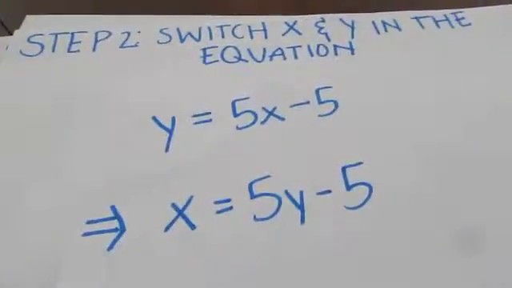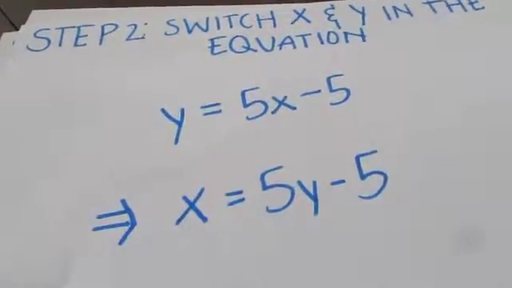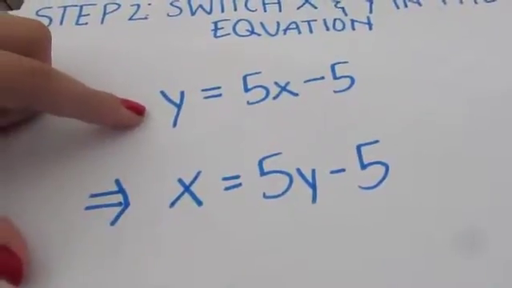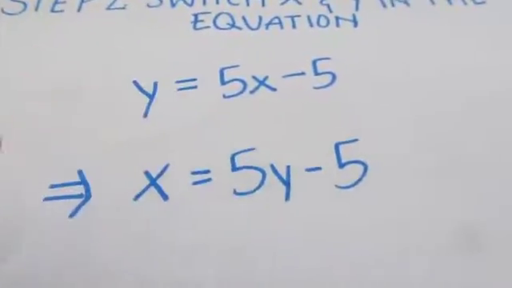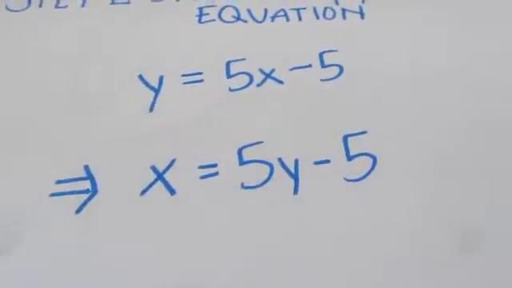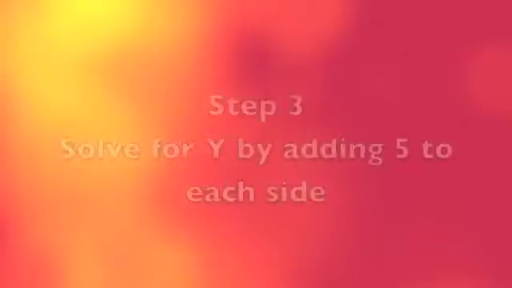The second step is switch x and y in the equation. Here we have what we already did in the last step. Now we have to switch these two variables around, which will be x equals 5y minus 5.